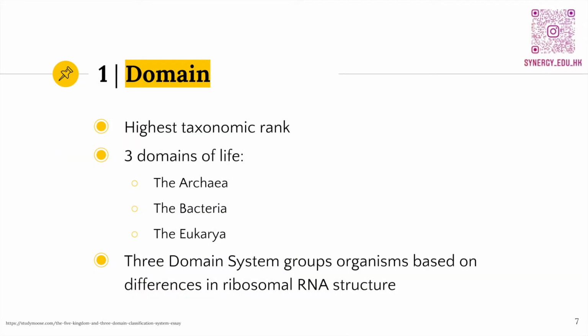First we'll go over domain, which is the highest taxonomic rank. With the 3-domain system, there are 3 domains of life: the archaea, the bacteria, and the eukarya. The 3-domain system groups organisms based on differences in their ribosomal RNA structure. So organisms in the archaea domain versus the bacteria domain and the eukarya domain will all have different RNA structures.